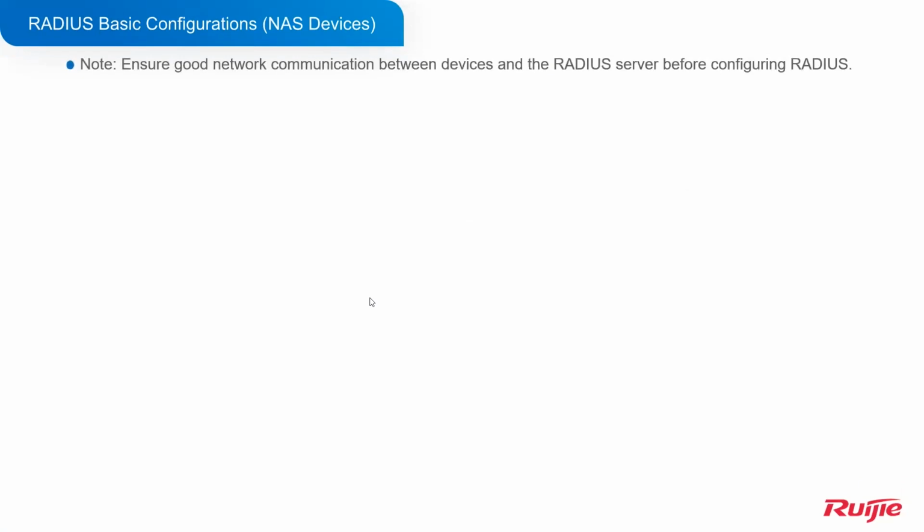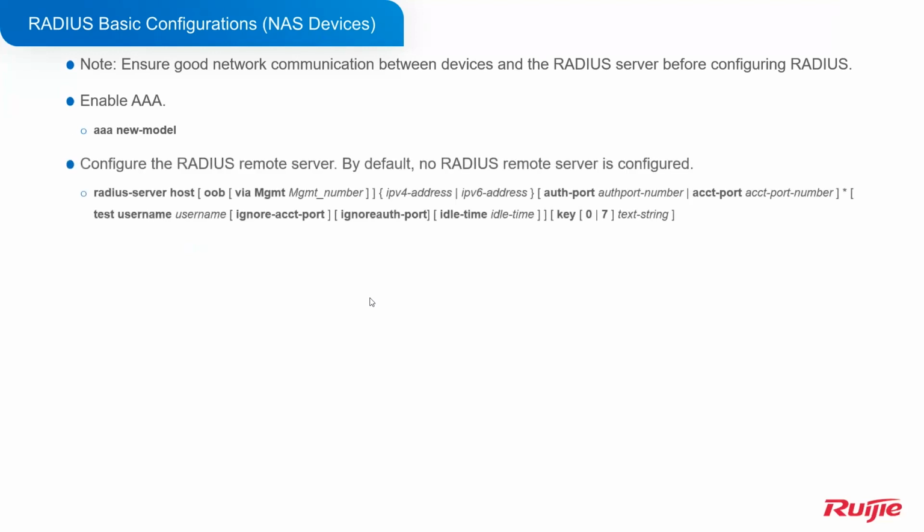The RADIUS-specific configurations on NAS devices. And here you should know, here's a note: ensure good network communication between devices and the RADIUS server before configuring RADIUS. The first step is to enable AAA. It's the same as we did when we configured TACACS+, right, aaa new-model. And configure the RADIUS remote server, radius-server host, and the IP address, the authentication port and accounting port, of course, for the authentication and authorization port. And about the accounting port, you can just use the default port number, right?